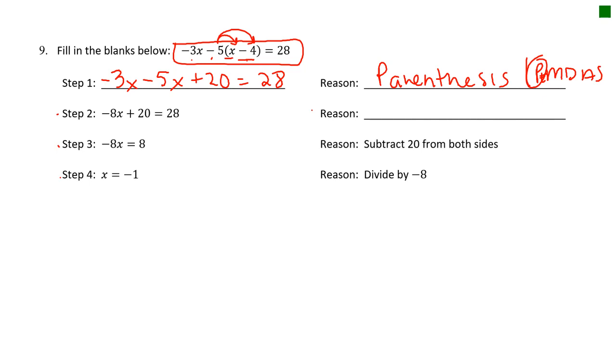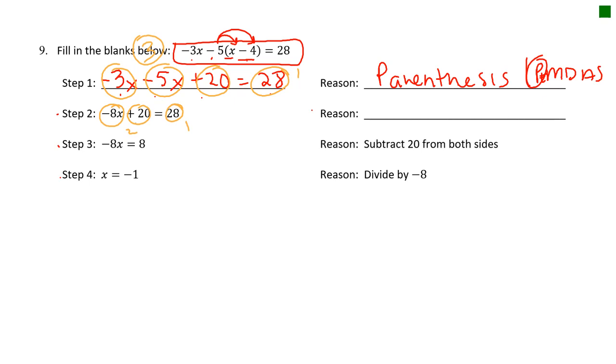Okay? I have negative 3x minus 5x plus 20 plus 28. How many terms do I have on the first side? Remember? I have 1, 2, 3. Okay, so I have 3. On the other side, I have 1. Look at the second step. How many terms do you have? 1, 2, and the other side has 1. That means that they got rid of one of the numbers from the side that had 3 terms.